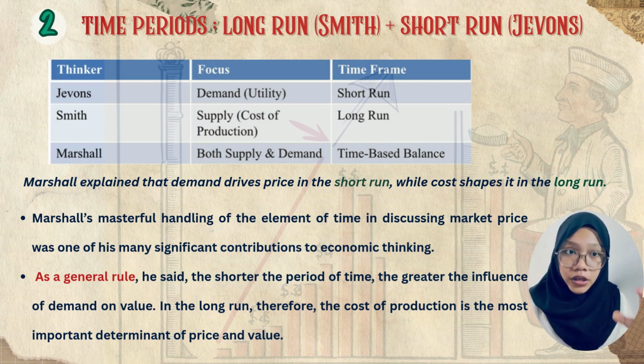So Marshall's key insight was that both Jevons and Adam Smith were right, but in different time frames. This helps us separate temporary price shocks from long-term trends. For example, if there's a sudden sugar shortage, the price will rise fast. That is the short run. But over time, more firms will enter and the price will stabilize in the long run.